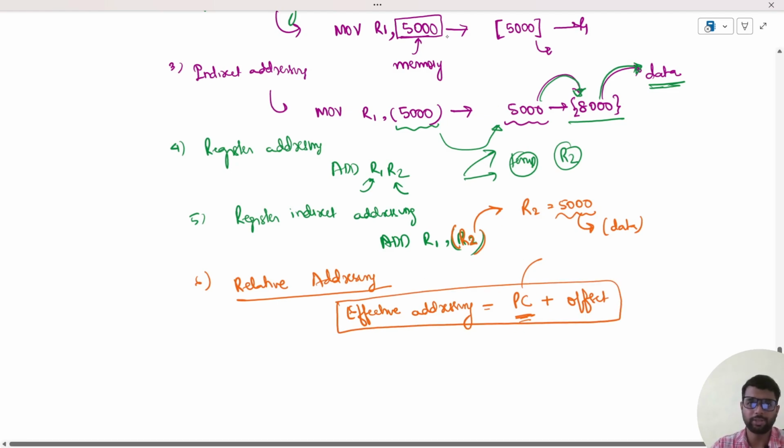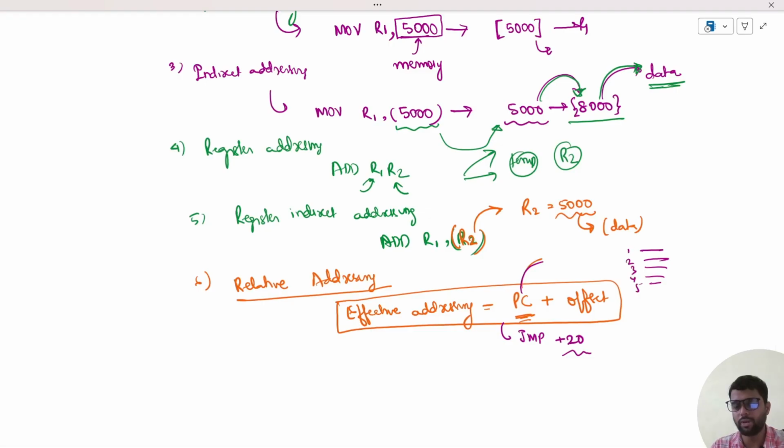The most common example of this type of addressing is in control instructions. For example, jump plus 20. That means this is the offset value. Suppose these programs are stored at memory locations 1, 2, 3, 4, 5. Now you are executing 3, and you want to jump to a later location. The program counter is holding what location? 4, because it holds the memory location of the next instruction that will be fetched. So it is holding 4 and you want to come to 6. What will you give? You will give jump plus 2. The effective address would be PC plus 2, and PC is 4. So this is called relative addressing.